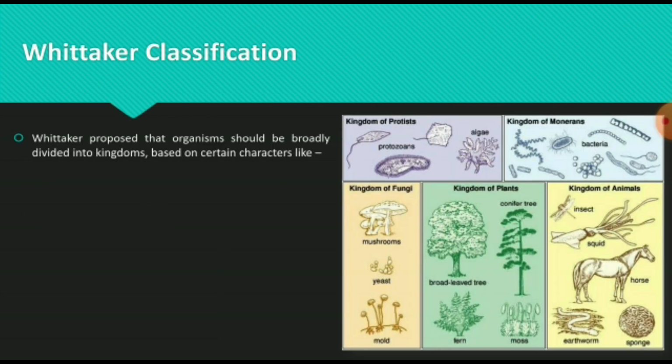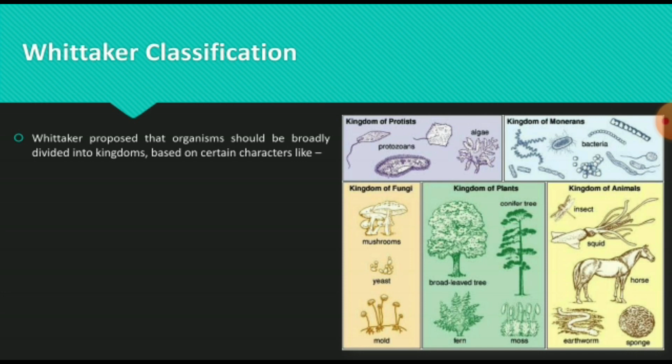Monera kingdom includes bacteria and archaea. Kingdom Protista includes protozoa and algae. Mushrooms, yeast, and molds are kept under fungi. All plants under Plantae and all animals under Animalia.